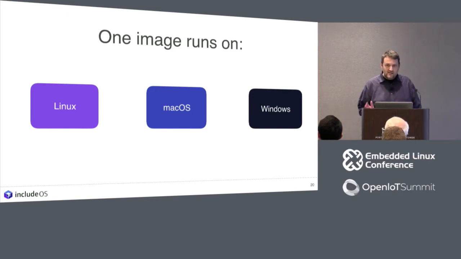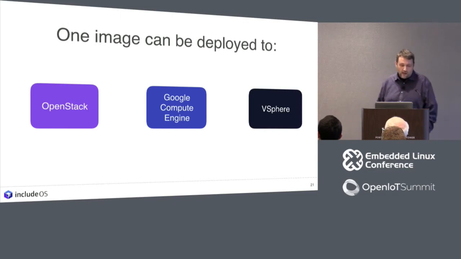And the exact same image that you tested locally can be deployed to OpenStack, to Google Compute, and on vSphere. And again, this is the exact same image, so all the testing you did locally is valid because you're testing the same code.